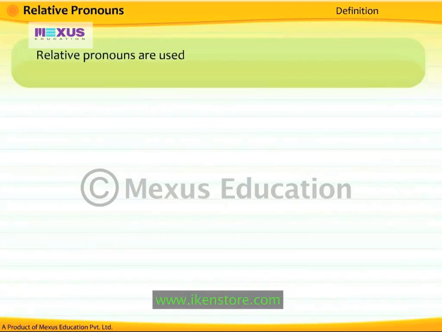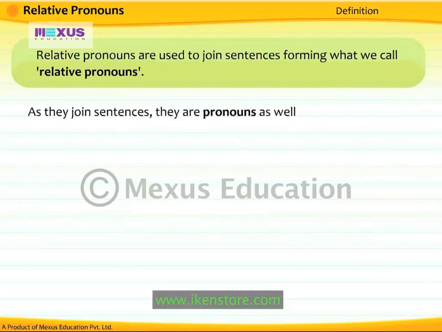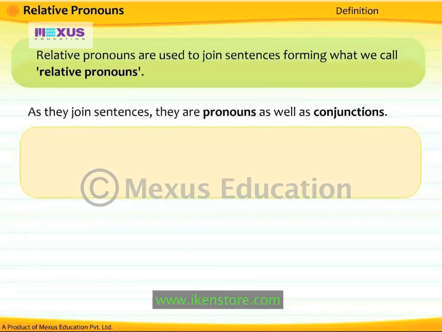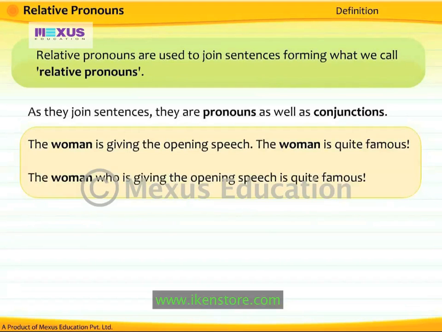Relative pronouns are used to join sentences, forming what we call relative clauses. As they join sentences, they are pronouns as well as conjunctions. Take a look at these two sentences. The woman is giving the opening speech. The woman is quite famous. Both sentences give us some information about the woman. The sentences can be joined using the relative pronoun who. It acts as a conjunction and relates to the noun woman.